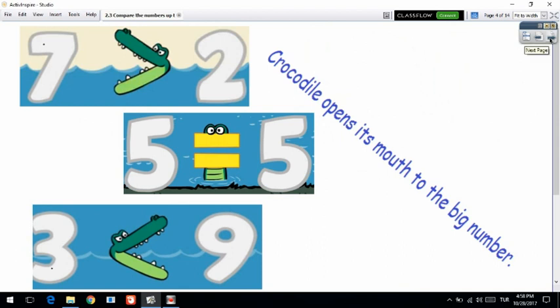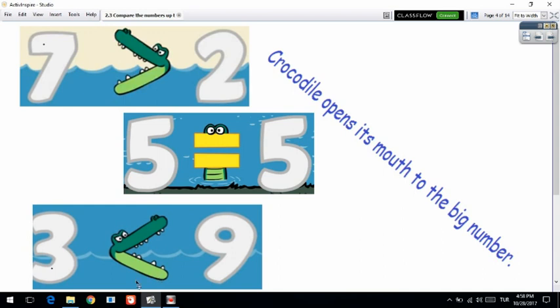There are 7 and 2. So first of all, the crocodile opens its mouth to the big number. We have 7 and 2. First of all, we know which number is the bigger, right? 7. So the crocodile opens its mouth to the 7. Another one, the third picture of this page, 3 and 9. So we have 9, right?